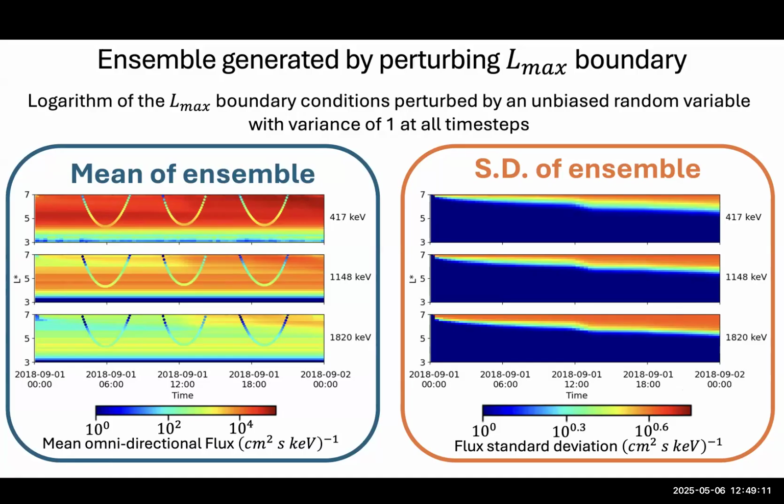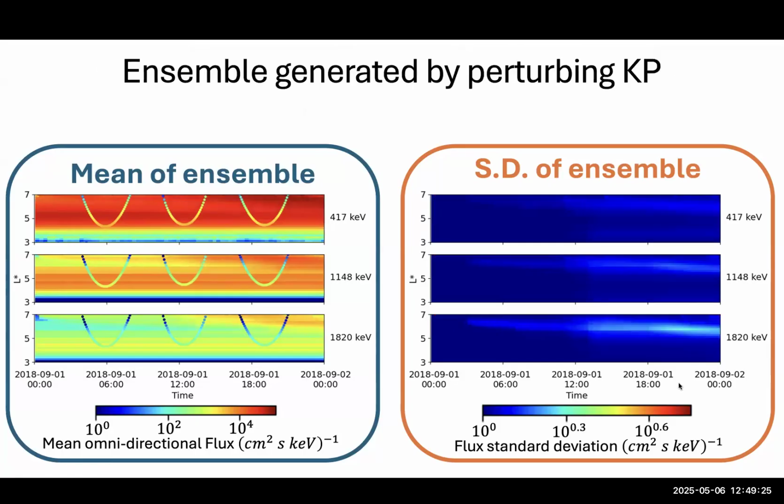So yeah, that's what we see with the Lmax generating an ensemble by perturbing the outer boundary. And then from our KP, we have far less spread in our fluxes. This could be because it's low KP. We've not got a huge amount of activity in this current time frame.